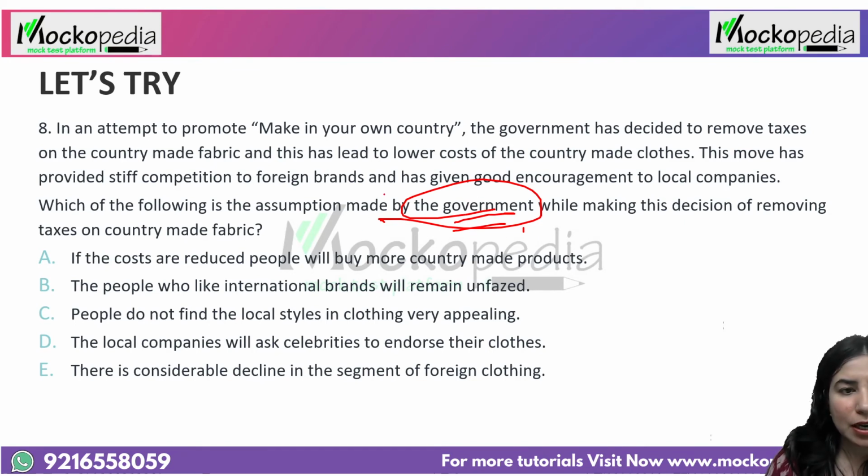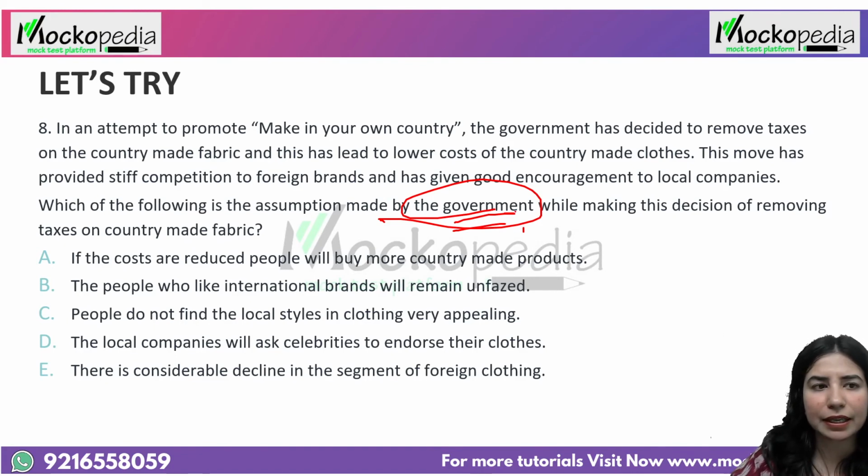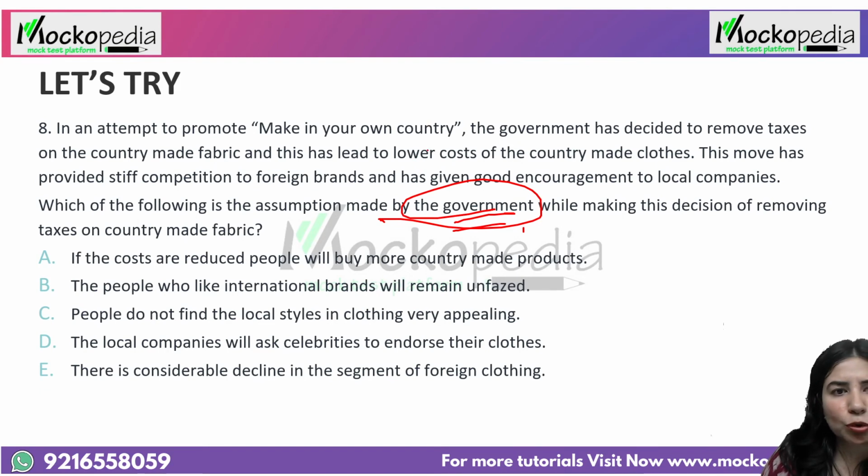So, let's read. So the government has made a decision. That's what the question is saying. Of course, you'll get better understanding and better clarity once you deal with the argument, right? So let's read it. In an attempt to promote make in your own country, the government has decided to remove taxes on the country-made fabric, and this has led to lower cost of the country-made clothes.